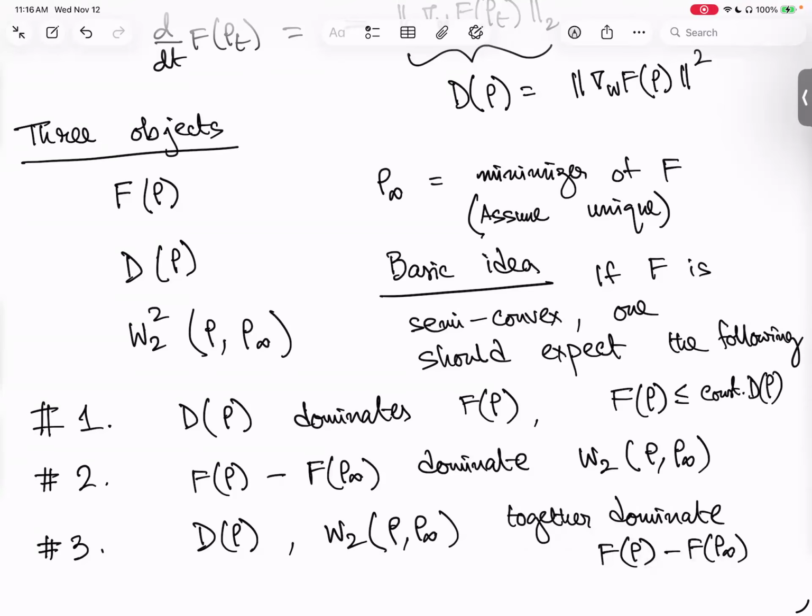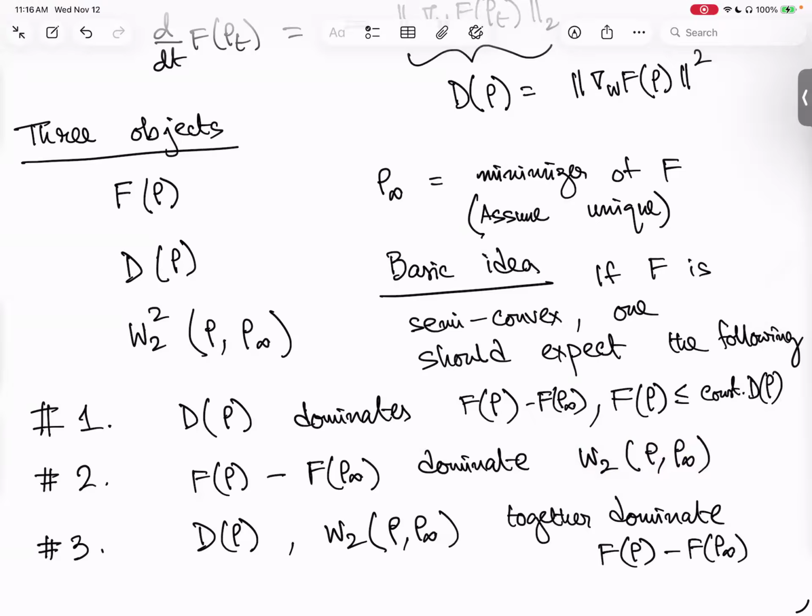So what I'm trying to say is that these are the kind of ideas that you should expect from the Hilbert space or Euclidean calculations. In fact, the first one, by the way, this should also be F of rho minus F of rho infinity. The first one, in my last class, is what I called the Polyak-Lojasiewicz condition, PL condition, which says that the function is dominated by the norm square of the gradient. So that was a PL condition.